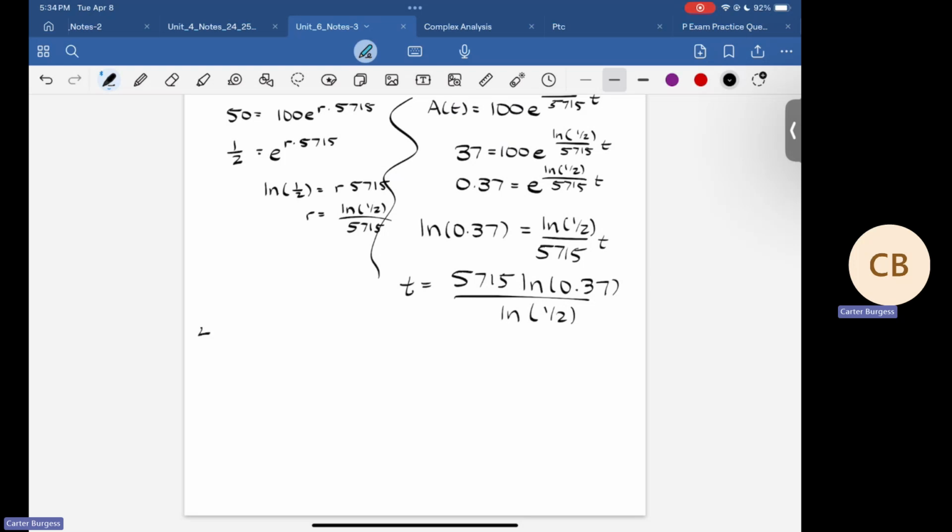Let's take a look at number 4 here then. This is cosine inverse of sine of 3 pi over 4.